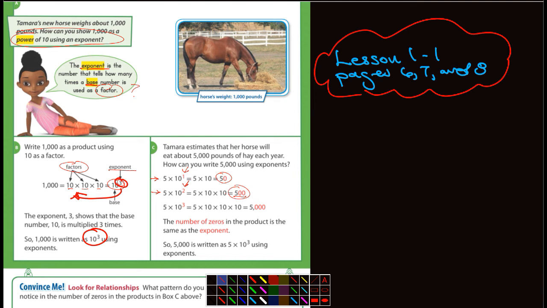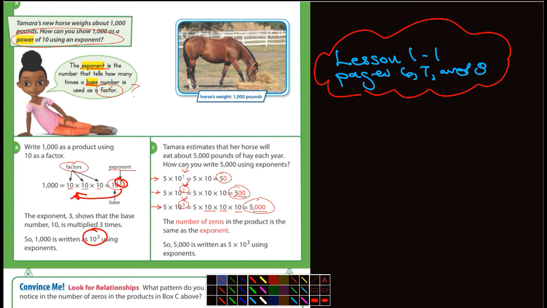All right. The third example they give here is 5 times 10 to the third. Okay. Or you might even hear cubed. I might say cubed once in a while. Squared would be 2, cubed would be 3. But anyways, 5 times 10 to the third power is 5 times 10 times 10 times 10, and that equals 5,000. So look what they're pointing out here.